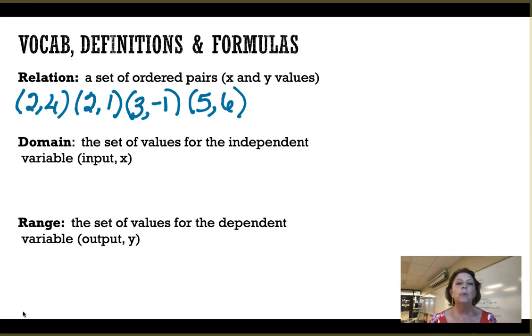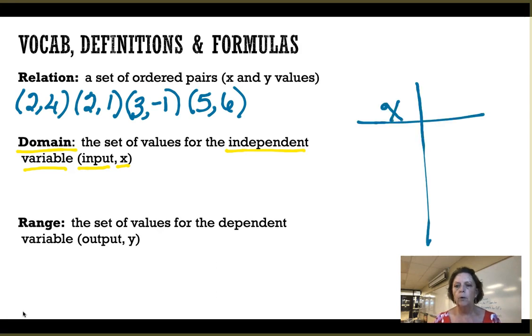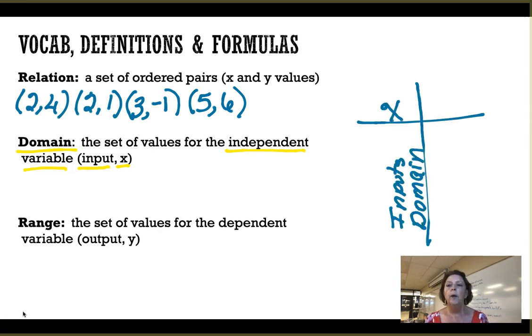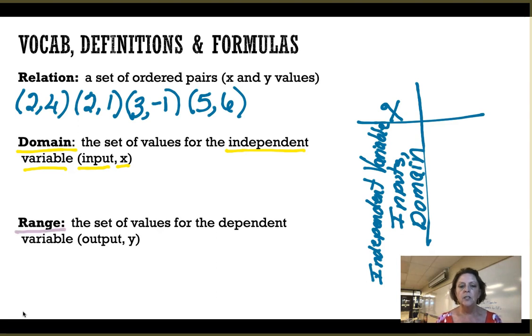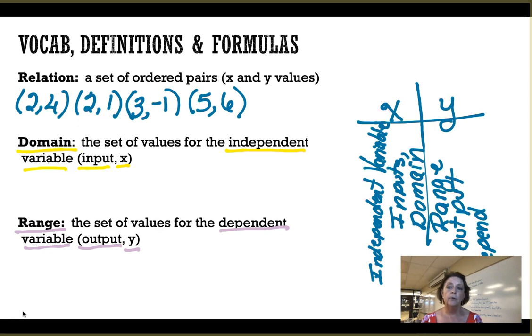A relation is just a set of ordered pairs, x and y values. Domain is a new term, and we are going to use that term to represent the set of values for the independent variable, which is also your inputs or your x values. I have a graphic organizer I use to help me remember this, where I use an XY table. Under the x, I write the other terms I can use for x: independent variable, inputs, or domain. The range is the set of values for the dependent variable, or your output, or your y values. So on your graphic organizer, you can list that out.